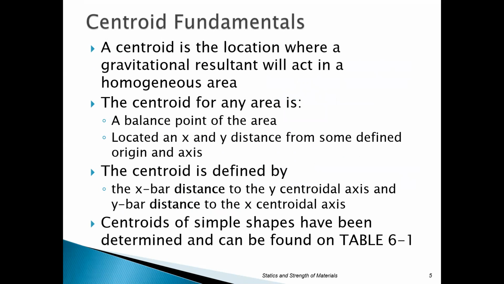So we said a centroid is the location where the gravitational resultant will act in a homogeneous area. What that homogeneous means, it's a material that's not a composite material. It's one type of material, like say just concrete or wood or something like that. It doesn't have any other things in it. So the centroid for any area you can think of as just the balance point of the area. And the easiest way to think about that is if you took, let's say, your book and you tried to balance your book on your finger, you guys would all go right to what you would call the center.